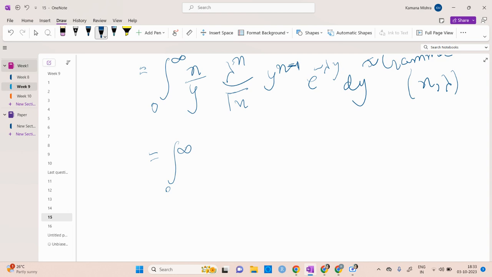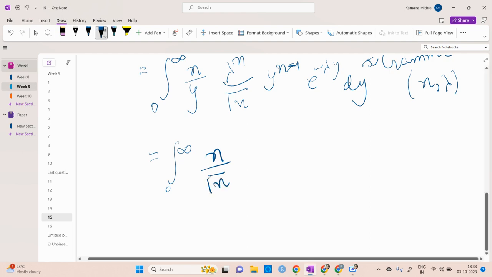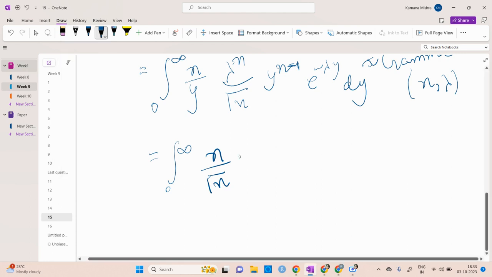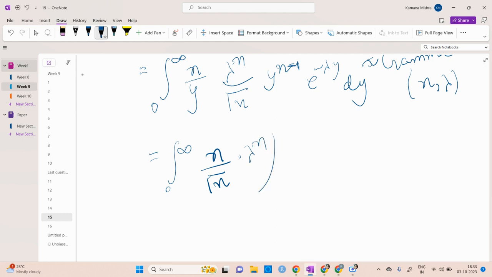Gamma n times gamma n minus 1. It's okay. So we are just putting it right here. I just forgot this, so we'll check it later. Now we have lambda to the power n. These all things are constant, and then it will be n minus 1, and then e to the power minus lambda by dy.